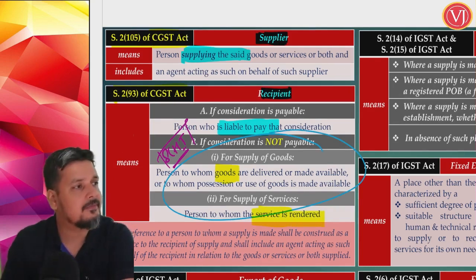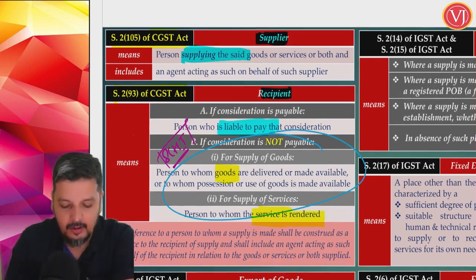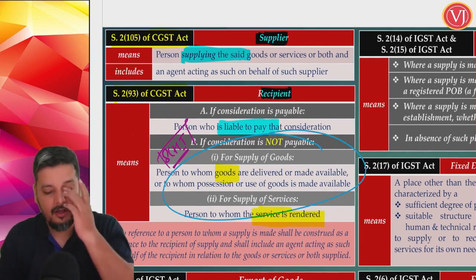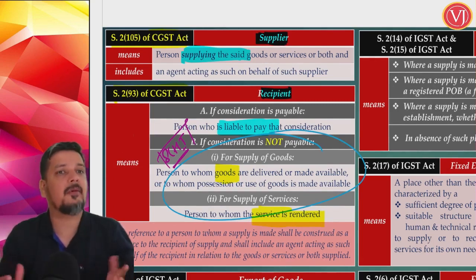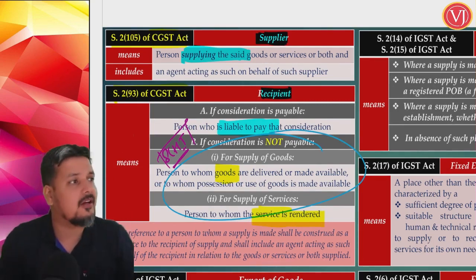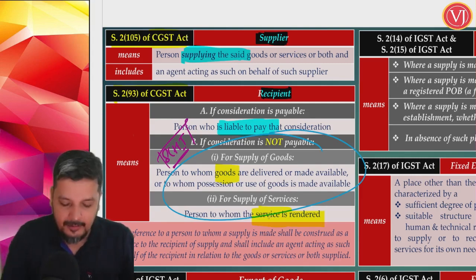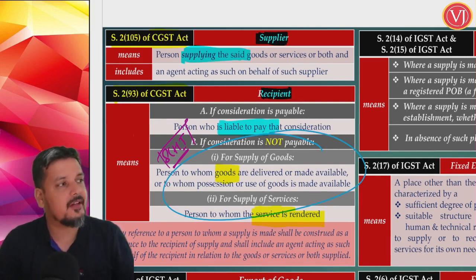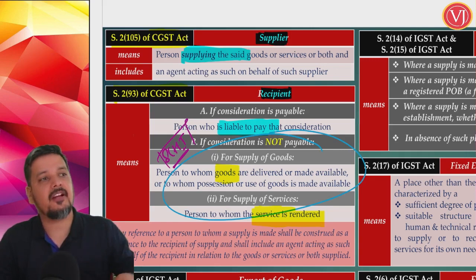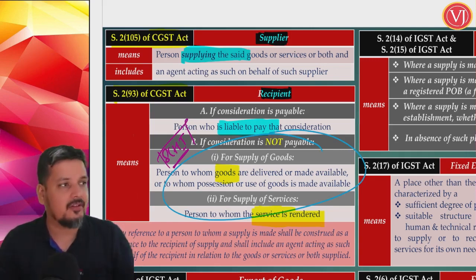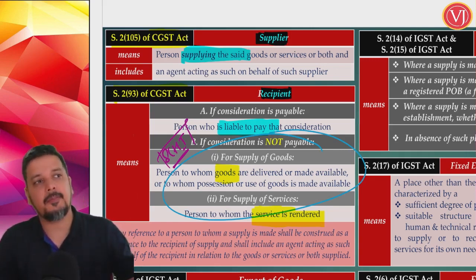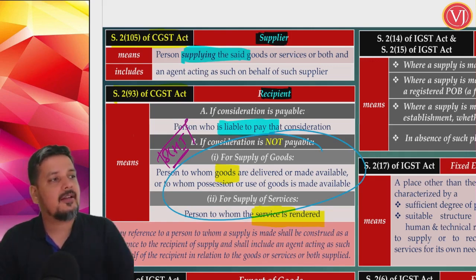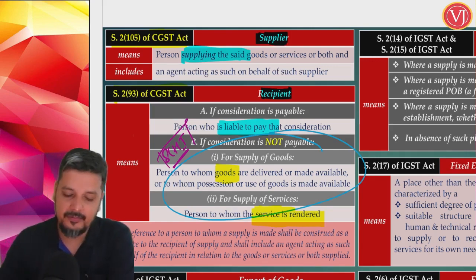Read the full term. The person to whom the goods are delivered or made available, or to whom the possession or the use of goods is made available. In simple language, the person who receives the goods. The person to whom the service is rendered. In simple language, person who receives the service. So recipient, where there is consideration, means the person who is liable to pay consideration. Where there is no consideration, it means the person who receives the goods or receives the service.